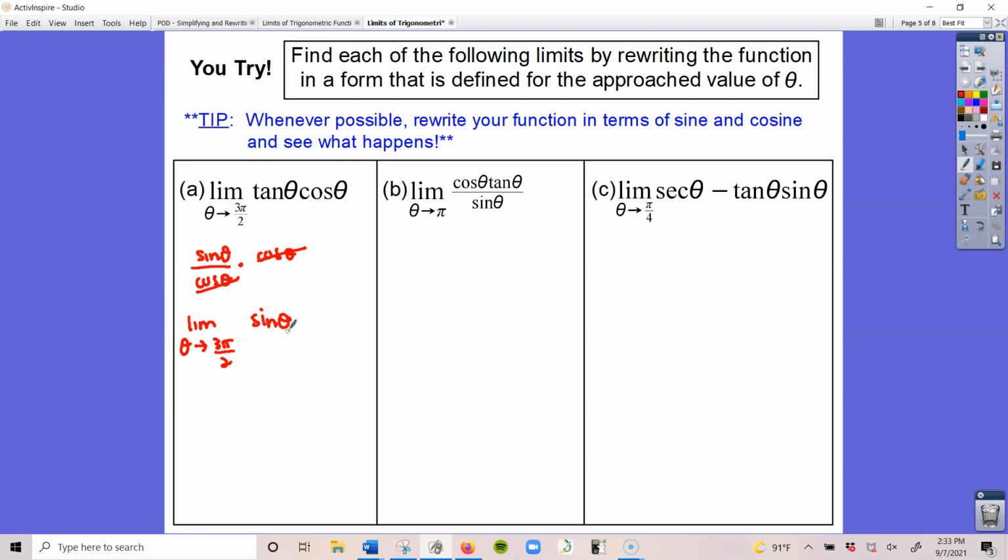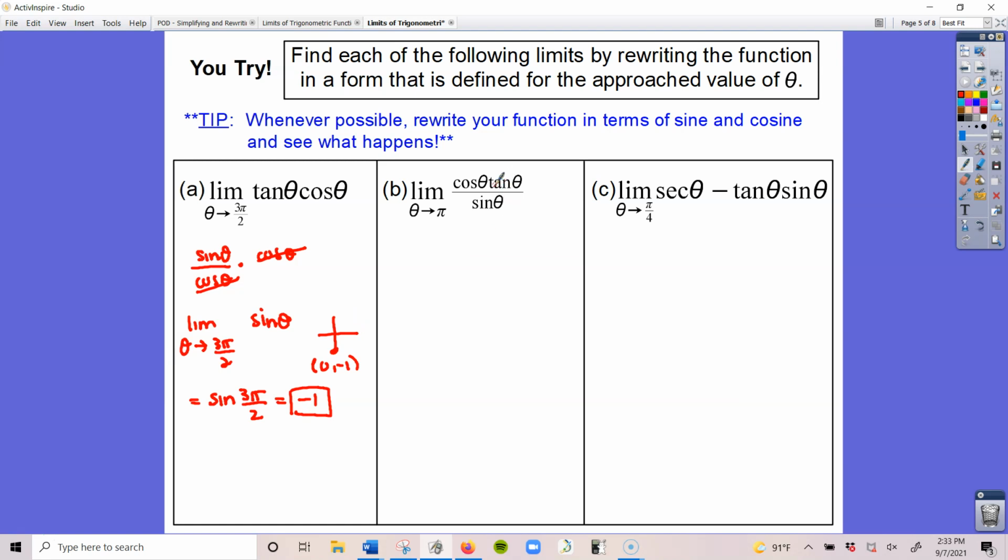Now we can plug in the 3 pi over 2. So this is the sine of 3 pi over 2, which 3 pi over 2 is down here, which gives me the coordinate 0, -1. So this answer is -1.